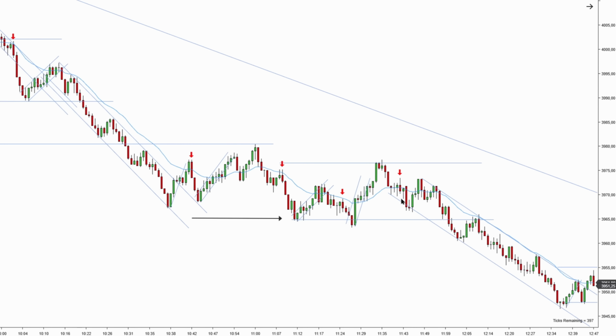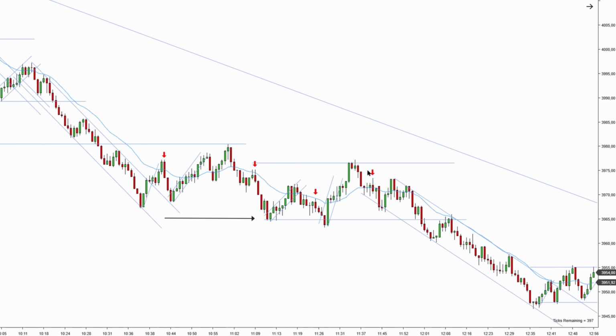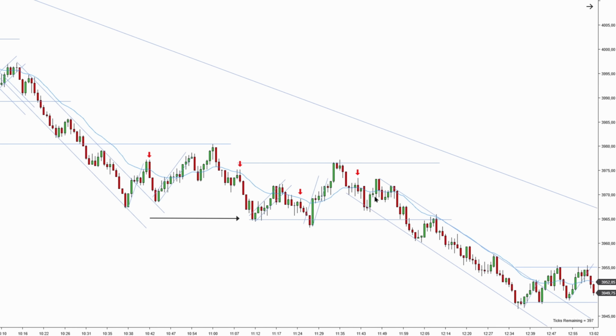The bias is still bearish, we're below the EMA, a decent enough scalp. Now then we have a second entry short, but it's a little bit too flat. The EMA is getting too flat, too sideways.